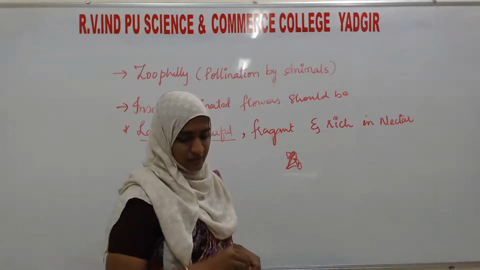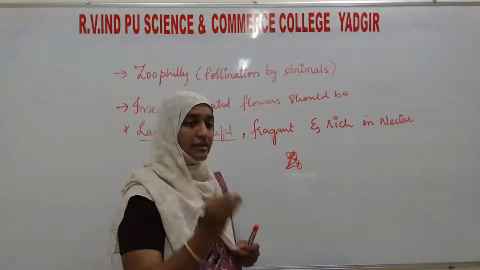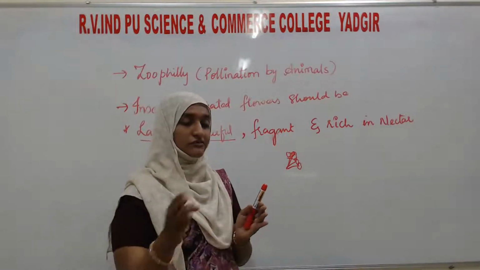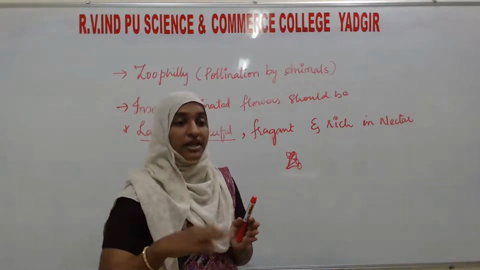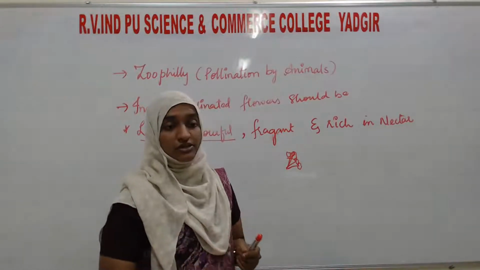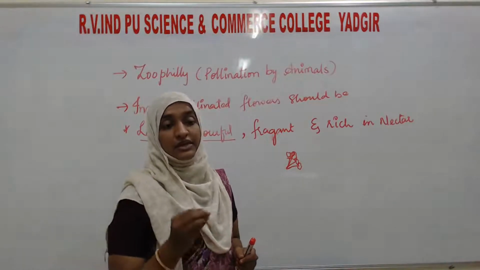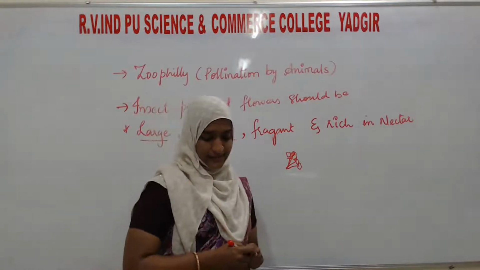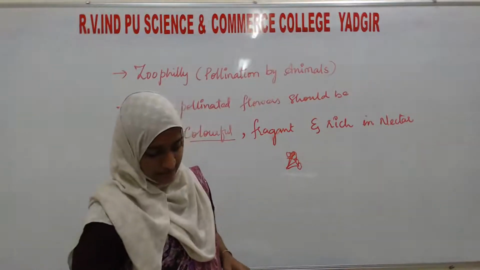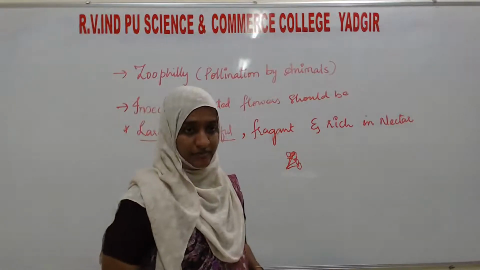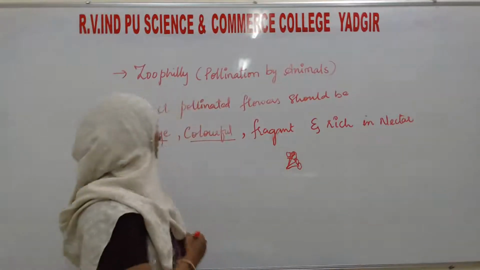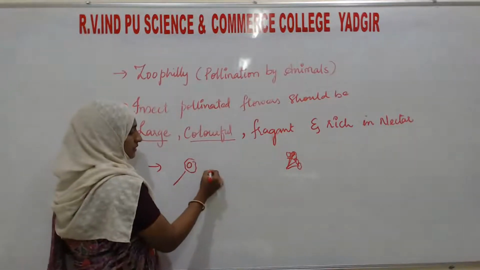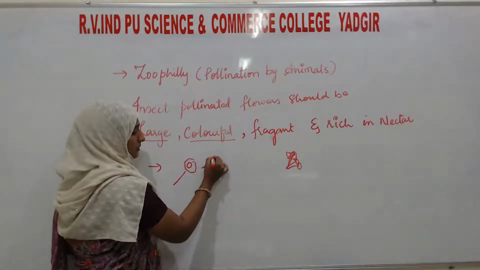Animals take the pollen grains and transfer them to the stigma. In return, what are the flowers going to give to the animals? They are going to give some rewards. What are those rewards? Nectar and pollen grains. These are the rewards for animals. See here, for example, this is the bee.